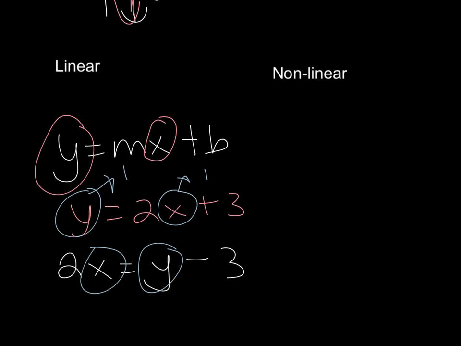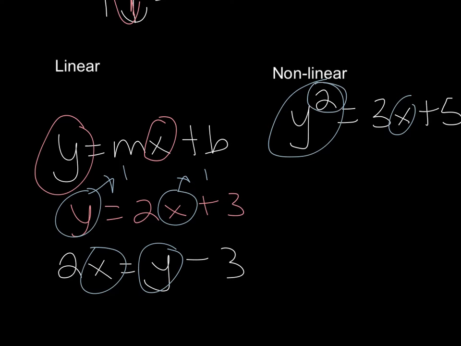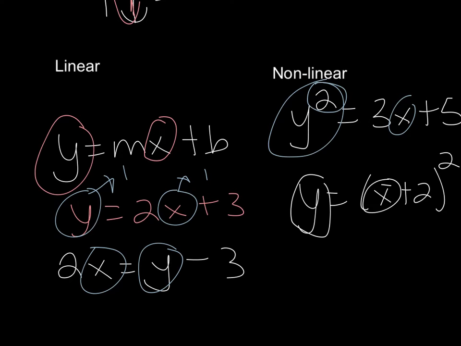Now, if you have something that is nonlinear, it does not have one x and one y. So something that's nonlinear may be y squared equals 3x plus 5. I have an x, but here I have y squared, and because it is squared, it is nonlinear. Here's another example of a nonlinear equation. I have a y and I have an x, but if you take a look, this x is raised to the second power, and because it is squared, that doesn't mean I have one x, I have x times x, which makes it nonlinear.